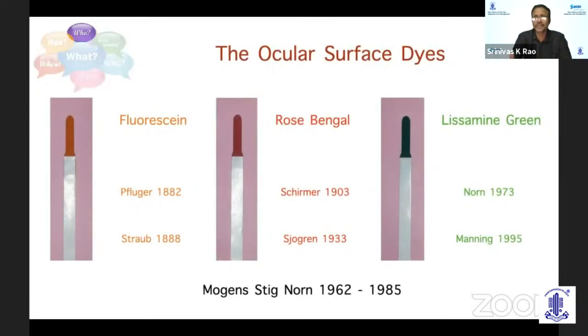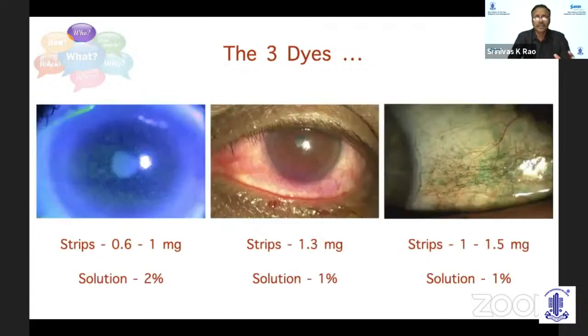Who are the major players as far as this sequence is concerned? All of us are familiar with these 3 stains that we use. The most recent entrant is Lissamine green in 1973. And no talk on ocular surface staining would be complete without mentioning the work of Norn, who worked extensively studying the interaction of all of these 3 dyes with the ocular surface and published a series of articles from 62 to 85.